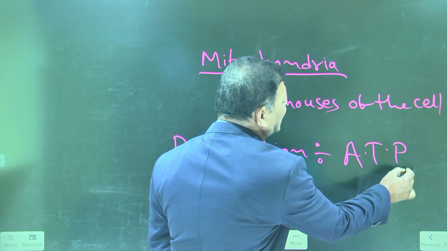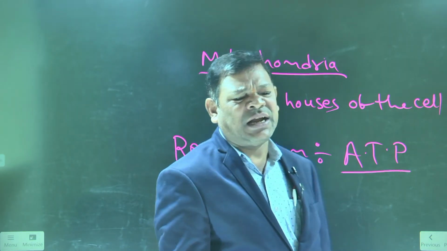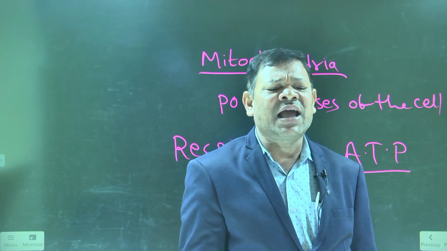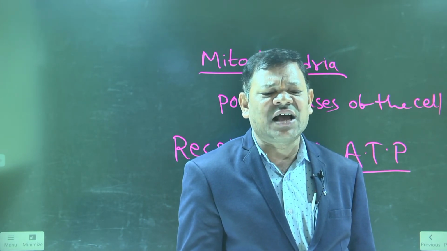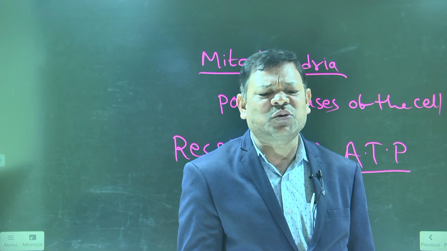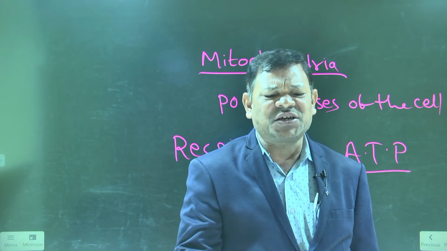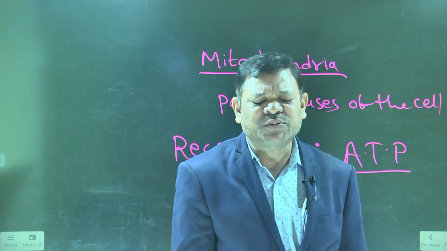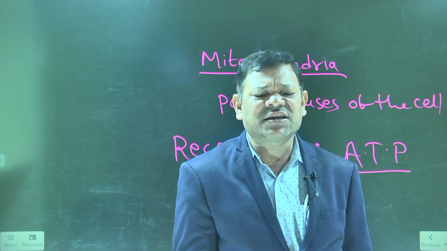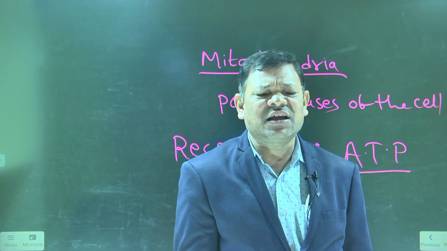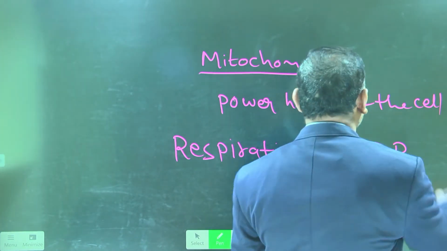ATP full form is adenosine triphosphate. ATP is also known as the energy currency of the cell. Respiration in the plant occurs in the mitochondria. In respiration also three steps are present. One is glycolysis, second one is the Krebs cycle, third one is the electron transport system.